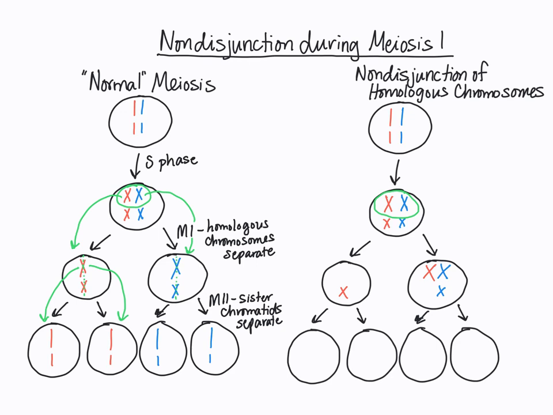So you can see that there is a difference between these cells and these cells. And so you can see that one of the daughter cells is missing an entire chromosome, and the other daughter cell now has an additional chromosome. Now, during meiosis 2, if those sister chromatids still separate, we still end up with a problem, because what we end up with is something that looks like this.